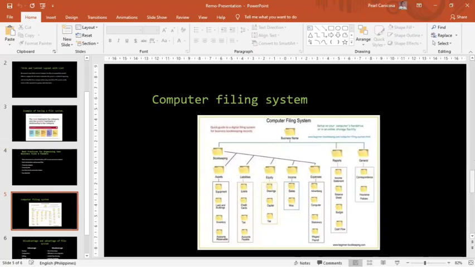So, this is also one of the examples of a file system. As you consider the directories, or what do you call that? Main folder, and after the main folder there are directories. So this is an example of a file system. Next slide po.